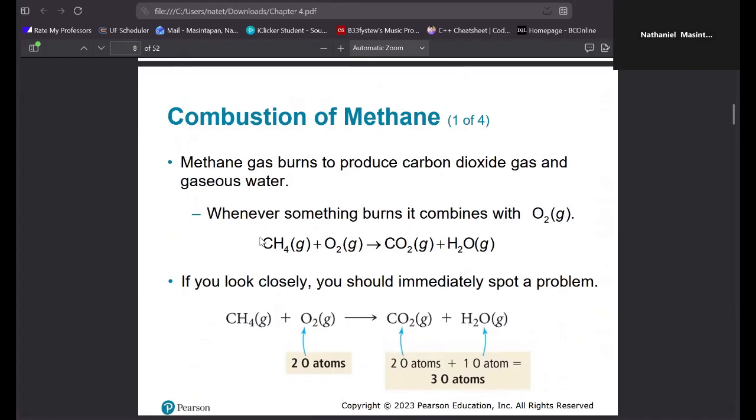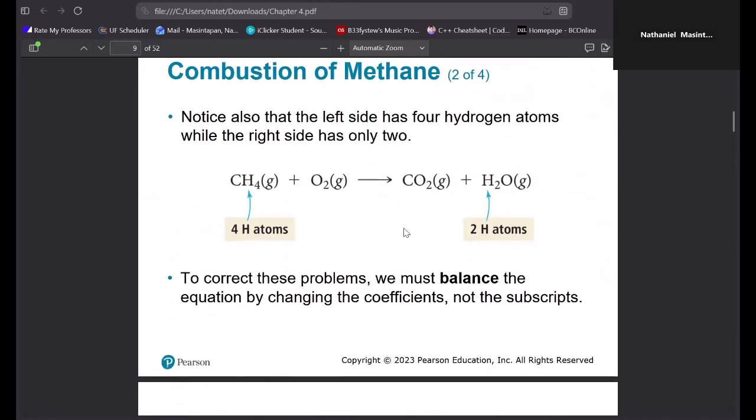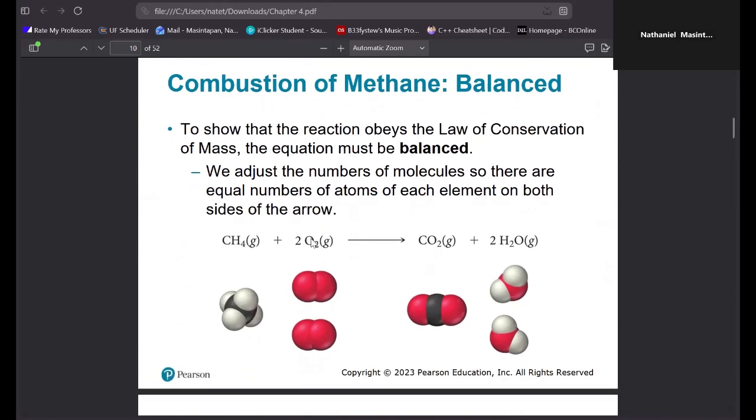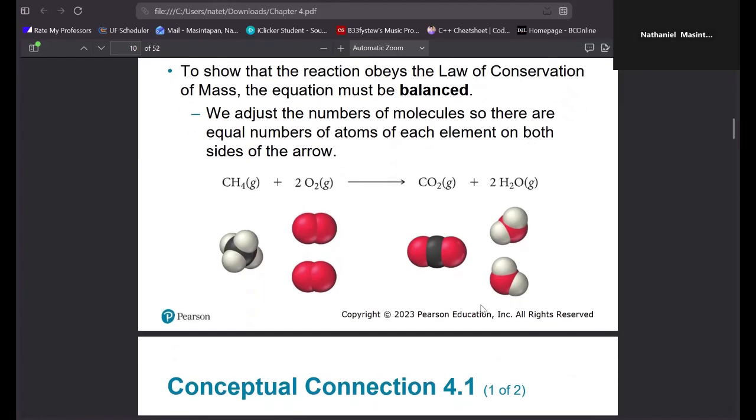balanced. There's one carbon atom, four hydrogen, two oxygen. Here, there's three oxygen, only two hydrogen. So what you need to do is multiply the various sides with coefficients since you can't change the structure of an atom. So using this, you're able to balance out the equation.